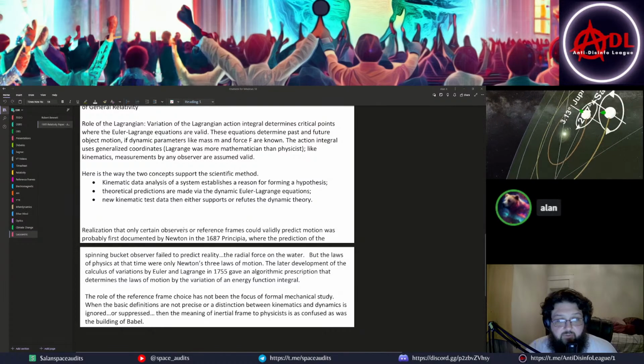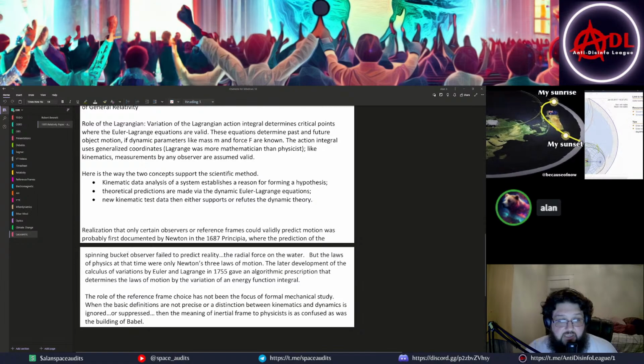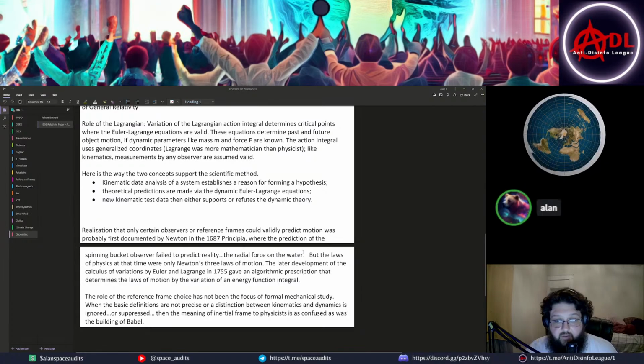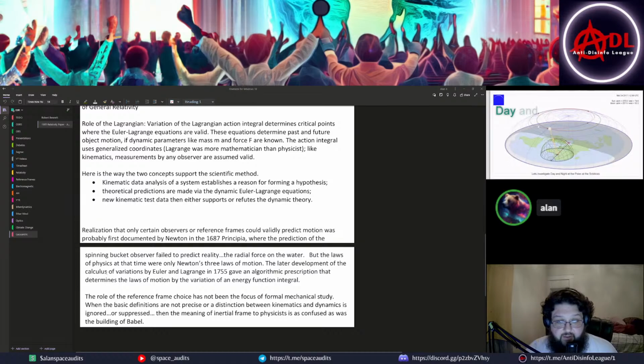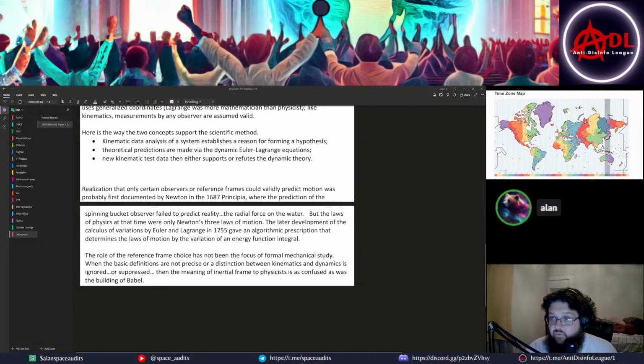Realization that only certain observers or reference frames could validly predict motion was probably first documented by Newton in 1687 in the Principia, where the prediction of the spinning bucket observer failed to predict the radial force on the water, but the laws of physics at the time were only Newton's three laws of motion. Later development of calculus and the variations by Euler and Lagrange in 1755 gave an algorithmic prescription that determines the laws of motion by variation of energy function integrals. Very cool.